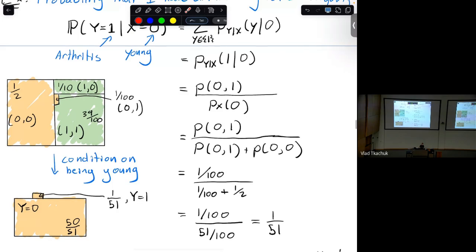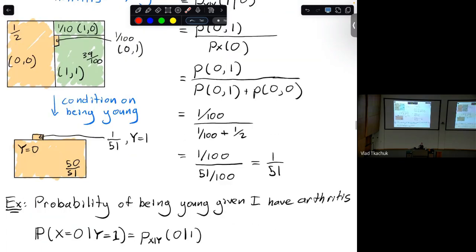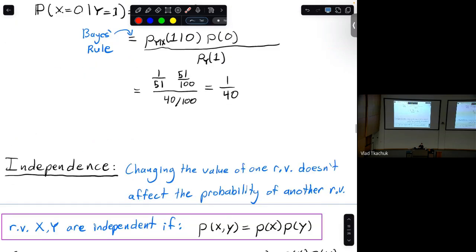And so obviously, visually, this is nice to do when you have 2 random variables. But when you have more, it's going to be very hard to draw these pictures. And so then you use these general properties. Okay, great.